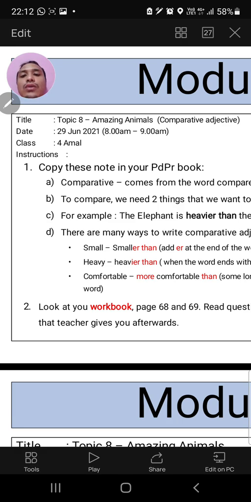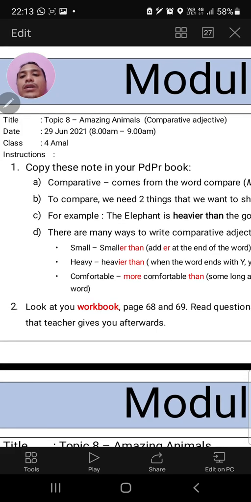Copy these notes. Sorry, I forgot the S. Notes in your PdPr book. Okay, now just copy A, B, C, D and these things. Copy it in your book. Okay, now let's read together.